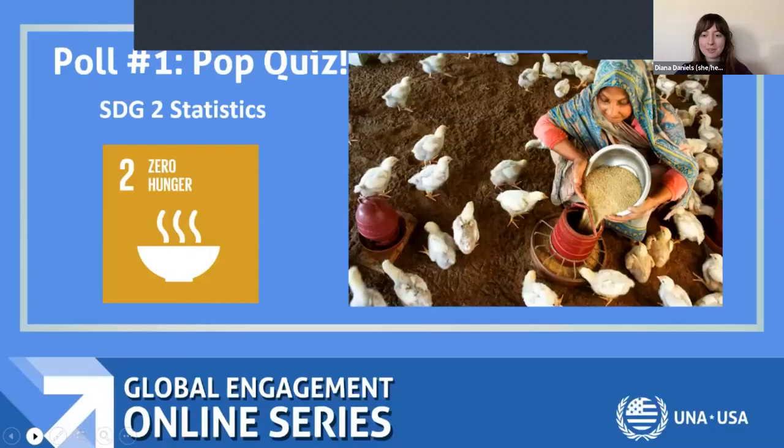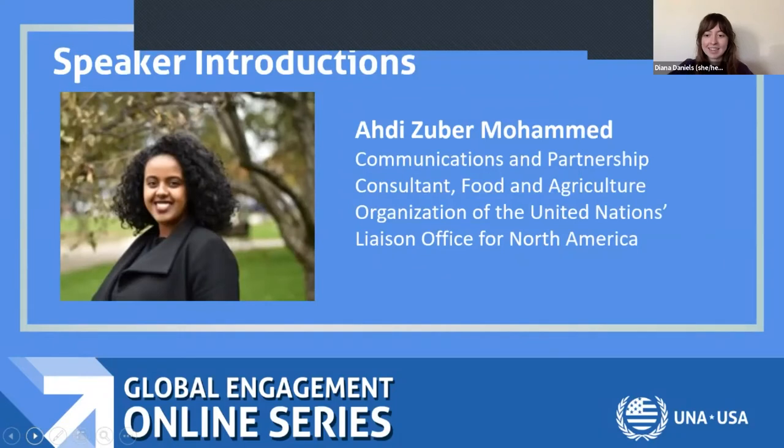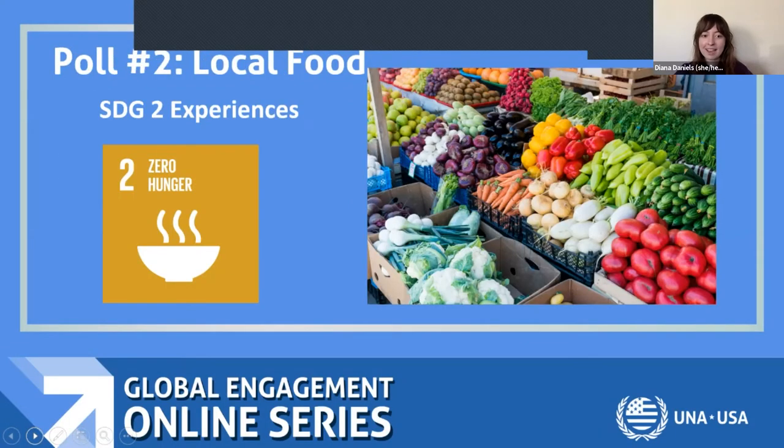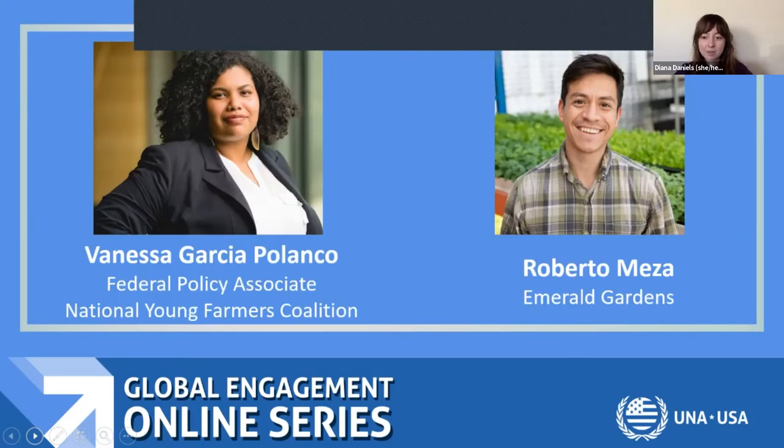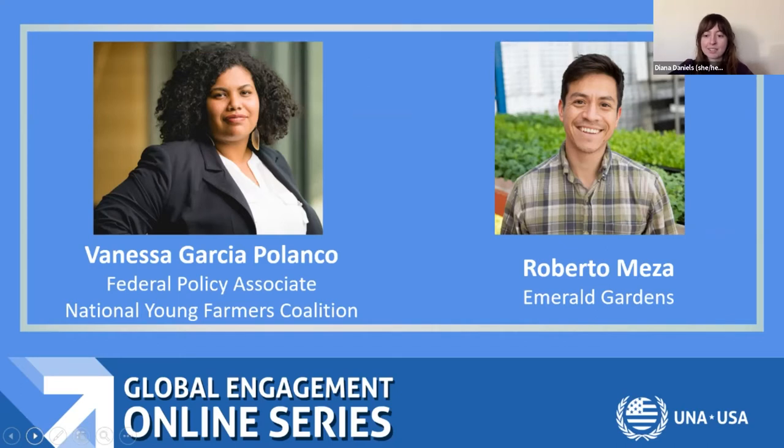All right, so I think we can go ahead and head into our next panel discussion. I am so pleased to introduce our next two speakers. We have Vanessa Garcia Polanco, who works for the Young Farmers Coalition and is an experienced leader, scholar, speaker, writer, and organizer, working with food, agriculture, and sustainability stakeholders to create and strengthen sustainable and just food systems and communities with research, policy, and programmatic interventions.